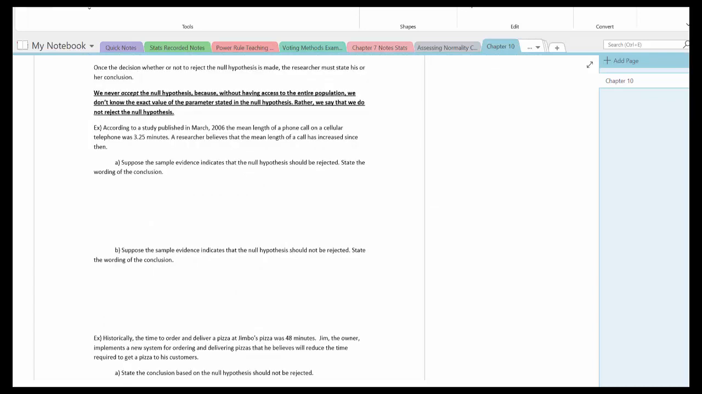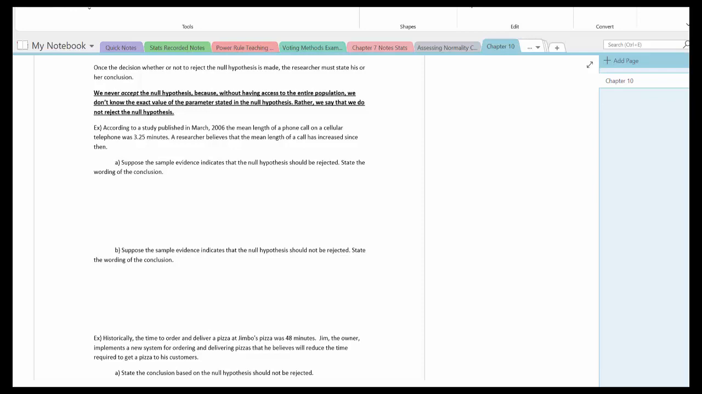Once the decision whether or not to reject the null hypothesis is made, the researcher must state his or her conclusion. Remember, we never accept the null hypothesis because without having access to the entire population, we don't know the exact value of the parameters stated in the null hypothesis. Rather, we say that we do not reject the null hypothesis.